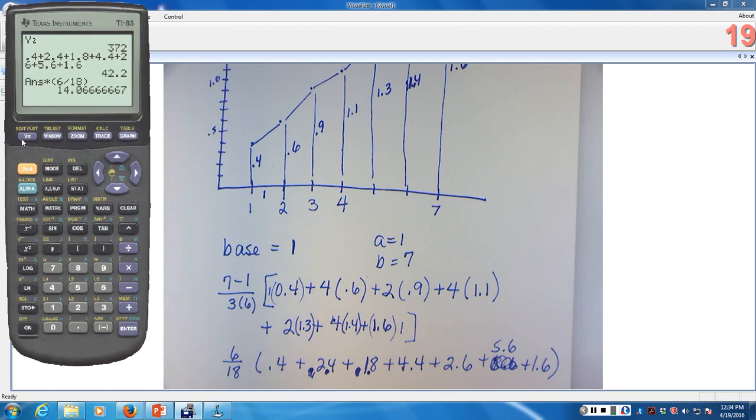Ah, I see. Yeah, it's right where the line broke, so I didn't see it. Let me try that again. So 6.27 instead of being 14.07. So that's by Simpson's rule.